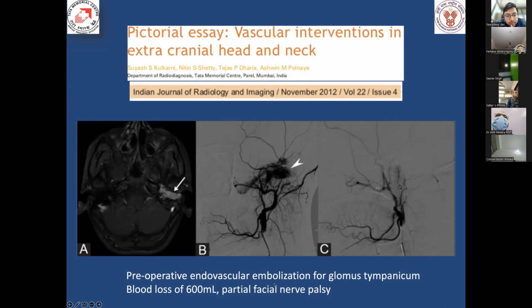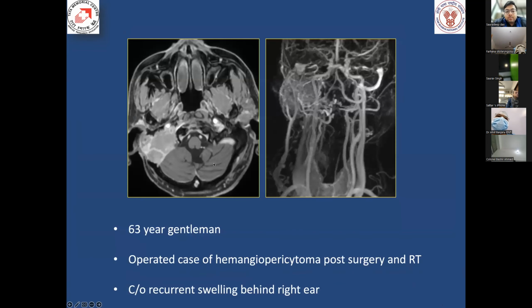Patient underwent surgery with 600 ml blood loss. Similar case, hemangiopericytoma, post-surgery, post-RT of the petrous bone, there is recurrence. We can see an intense blush.